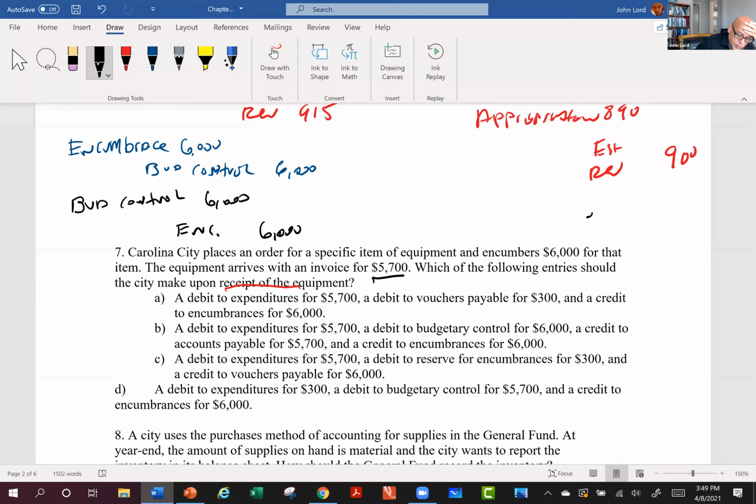Expenditure, $5,700, and then voucher payable, maybe vouchers payable, cash, whatever. Good, $5,700. Good, and they give me vouchers payable, so that's why you wanted to do that, right? Okay, good. So now I look, and did I debit expenditure for $5,700, and debit voucher payable for $3,000, and credit encumbrance for $6,000?